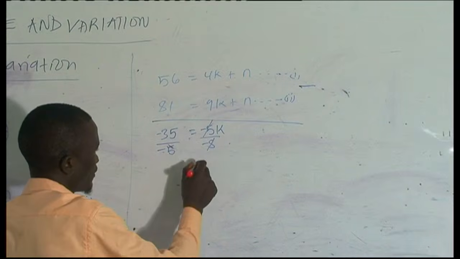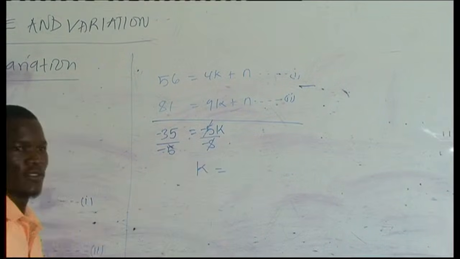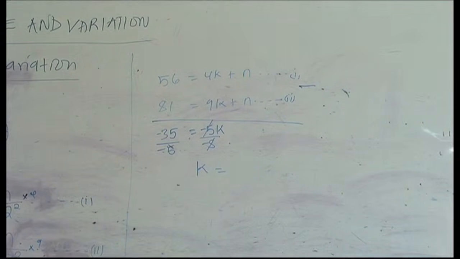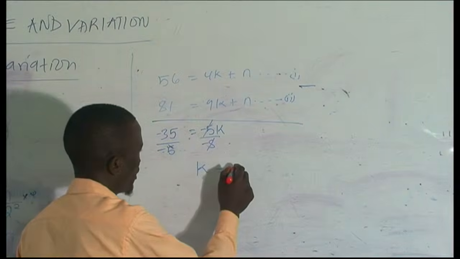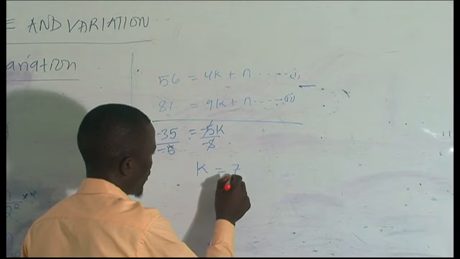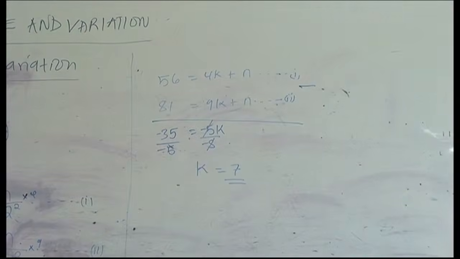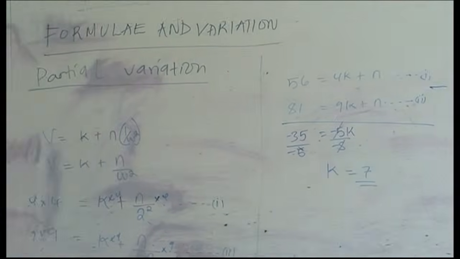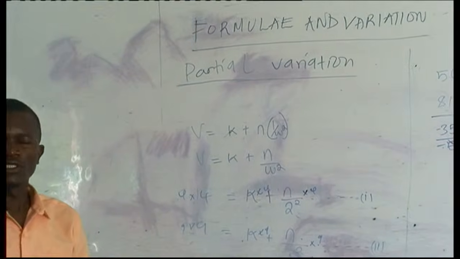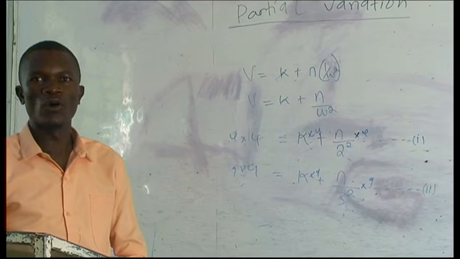Learners, what are you getting K to be? In the comment section you can type your answer. K is 7. Our K is now 7. Now we have got K as 7. What is remaining is to get the value of N.